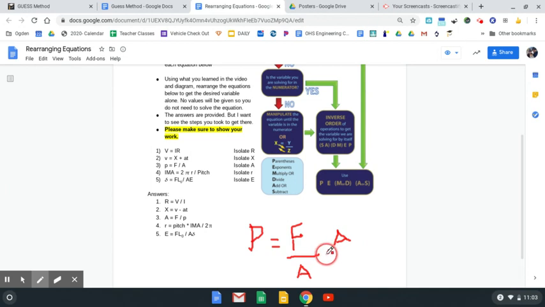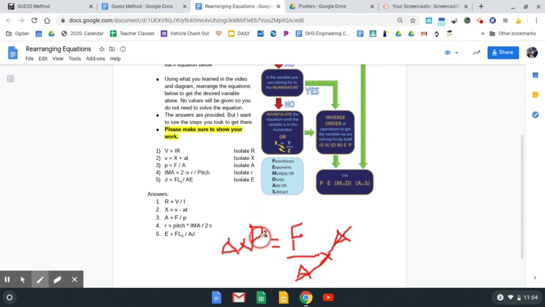Excuse me, it's a little hard to write with this pen. That says multiply, a little x. So we're going to multiply by A on that side. We're going to multiply by A on this side. So what ends up happening is A cancels over here, and we're left with A times P equals F. Well, that didn't really help me because I'm trying to solve for A. So if A times P equals F, and I'm trying to solve for A, well, back to my reverse PEMDAS.